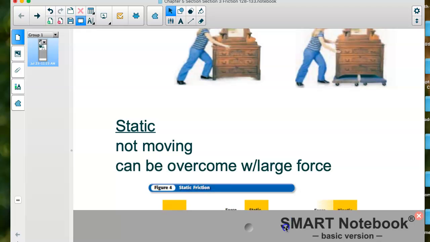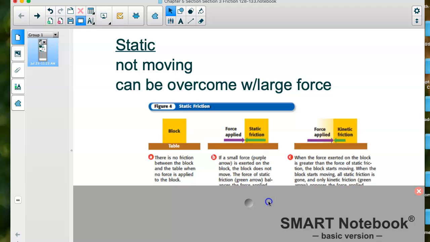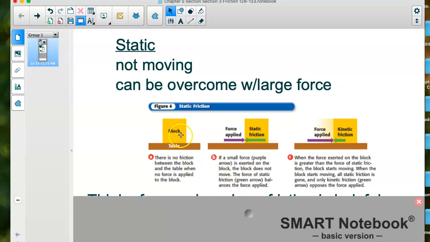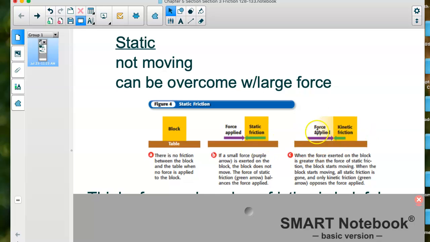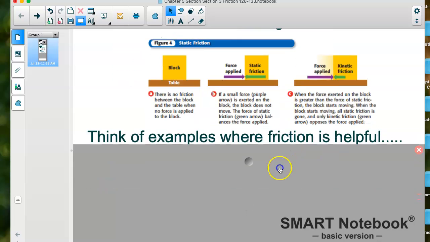Then we have what's called static, right? Not moving. So that would be the book sitting on your desk, right? So if you don't apply a force, there's no friction, right? But if you're applying a force, then you're going to have some friction going on, and they're showing you that. And obviously the greater the force, obviously there's more static friction. So it just gives you some examples there.